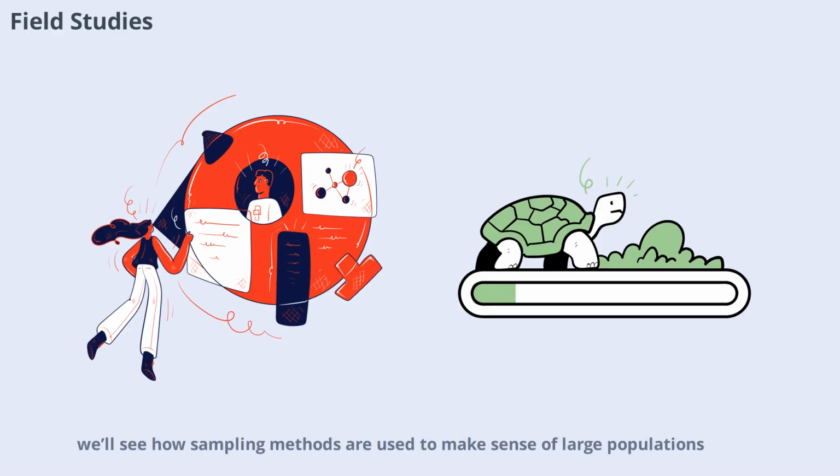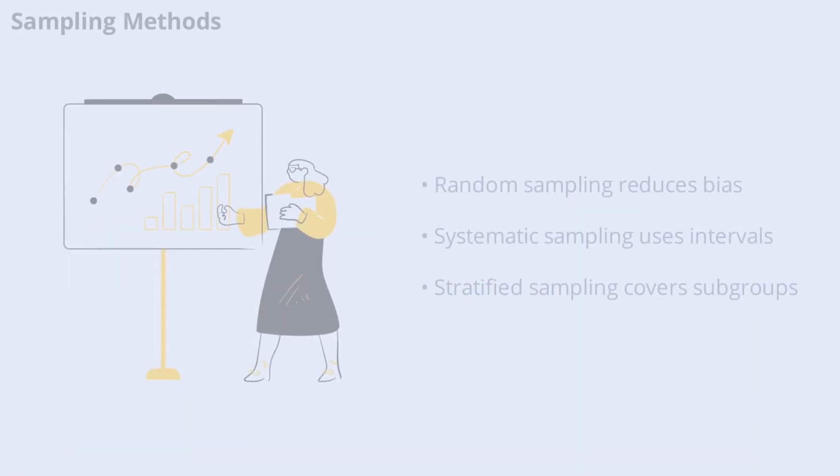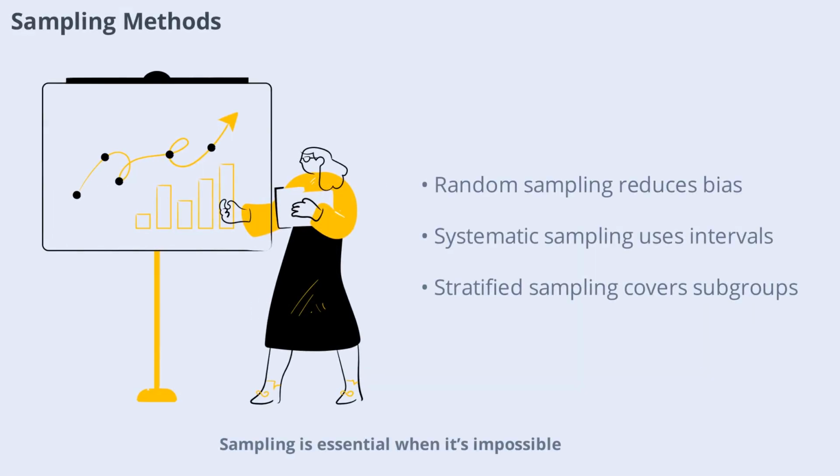Next, we'll see how sampling methods are used to make sense of large populations. Sampling is essential when it's impossible to study every individual in a population. Biologists use various sampling methods to select representative groups for study. Random sampling ensures that every member has an equal chance of being chosen, reducing bias. Systematic sampling involves selecting individuals at regular intervals, while stratified sampling divides the population into subgroups and samples from each. These techniques help researchers draw accurate conclusions about entire populations based on a manageable subset.